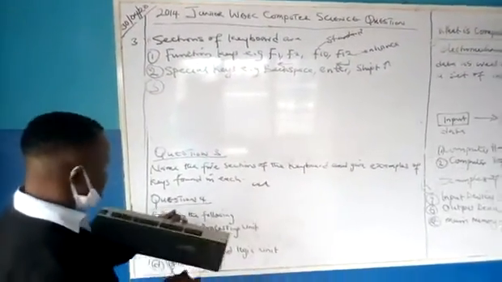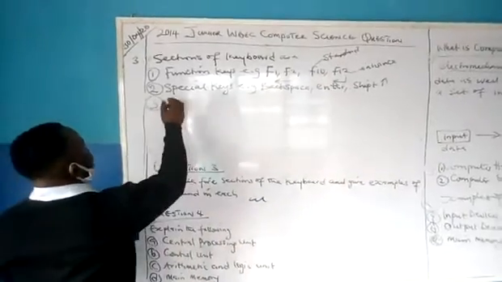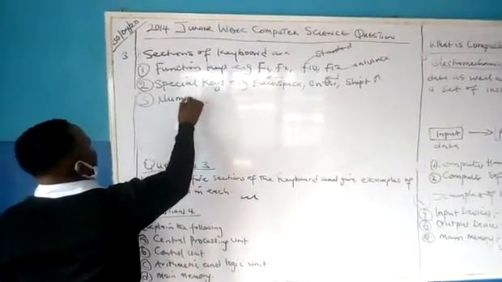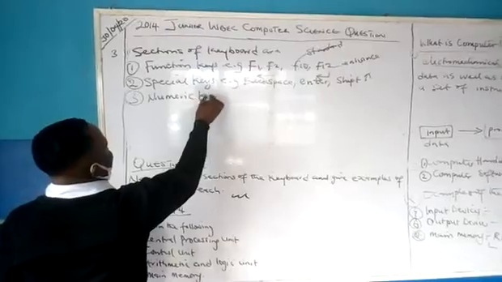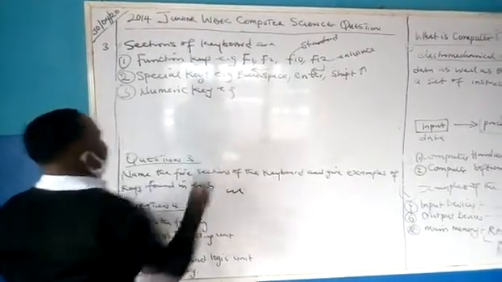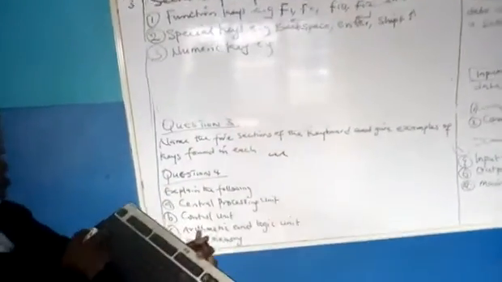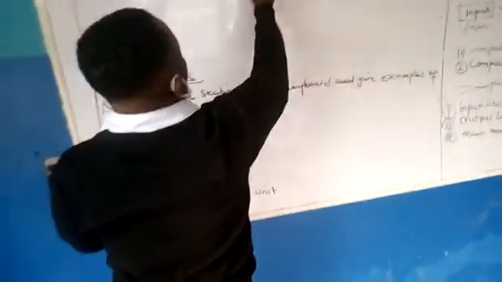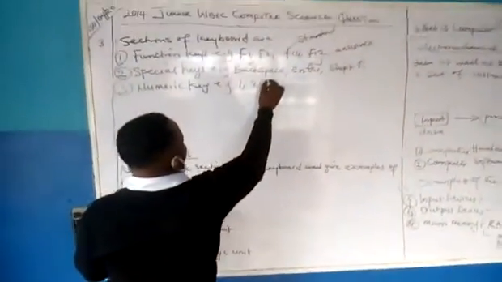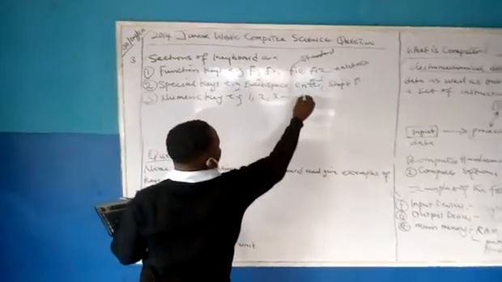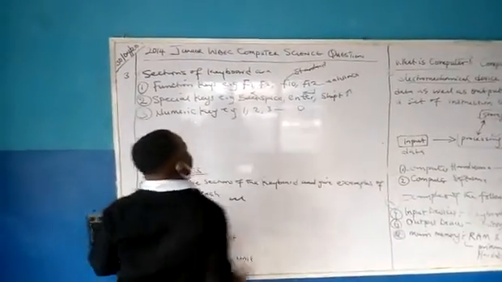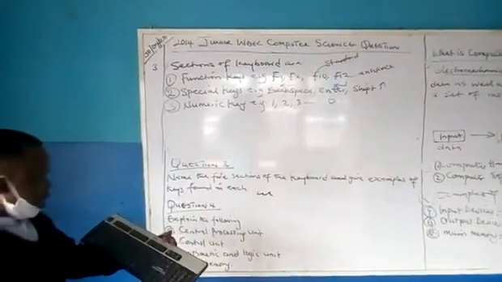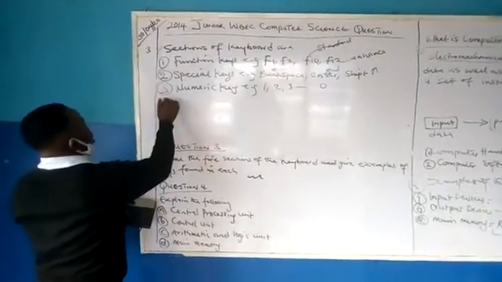You see numeric keys. E.g., numeric keys have to do with numbers. You see from here, number 1 to 0. Number 1 to 0. We call these numeric keys. E.g., 1, 2, 3 to what? 0. It's numeric keys.